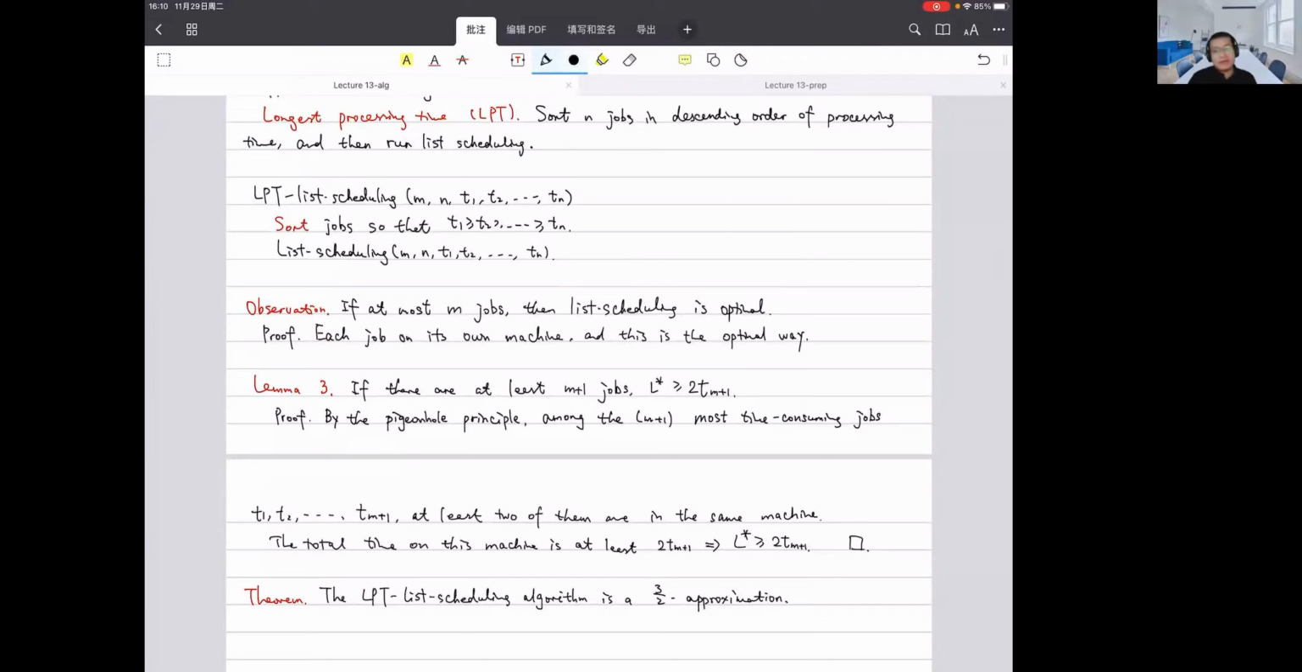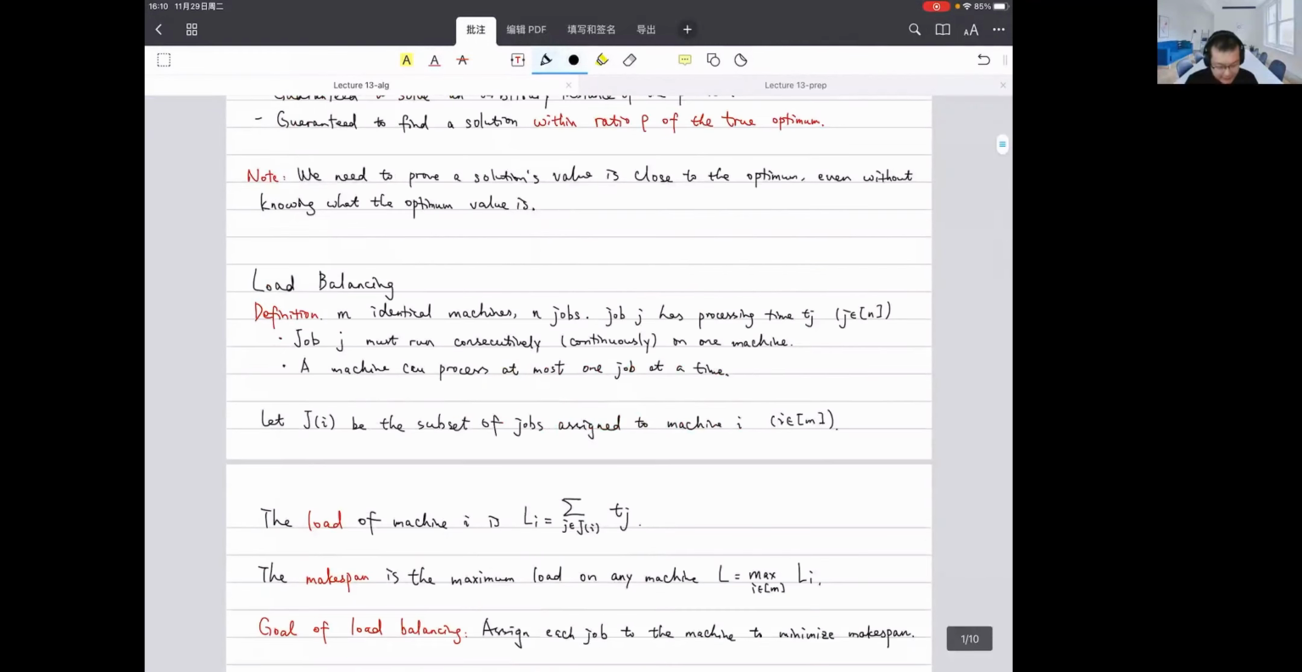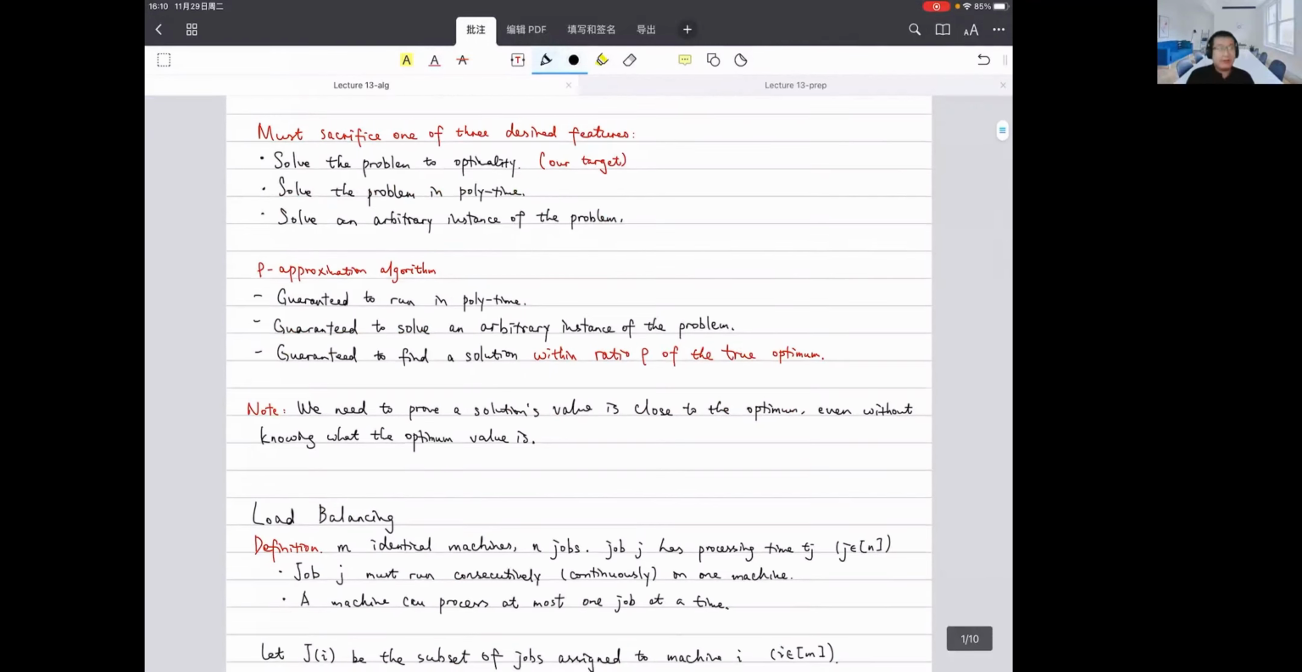So basically, for the last hour, we have been talking about the general idea of approximation algorithms. In particular, we probably want to deal with some NP-complete problem. But for some NP-complete problems, at least for now, we cannot expect to satisfy all three features: solve the problem to optimality, solve the problem in polynomial time, and solve an arbitrary instance of the problem. At least for now, people don't know how to satisfy all of them together.